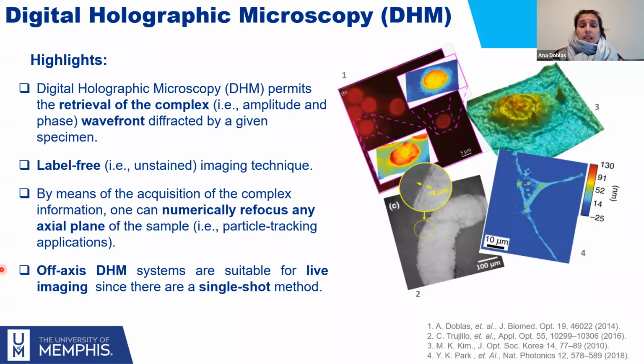Within the DHM systems, one of them is called the off-axis DHM system. What that means is you only need one image to have the 3D information of the amplitude and the phase. And that becomes really handy for live imaging applications.